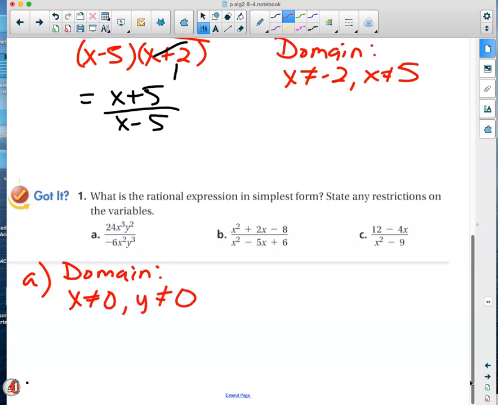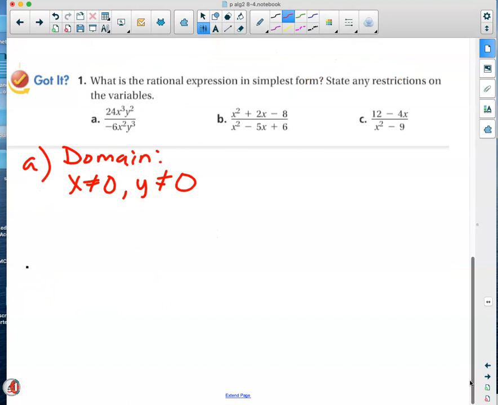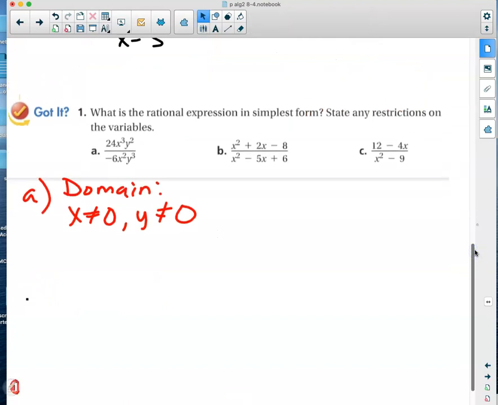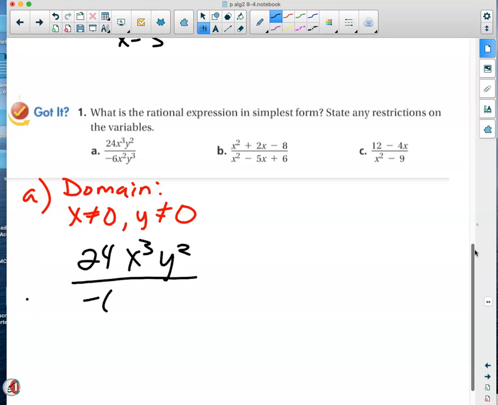So we start there, and then we think, all right, let's cancel whatever we can. I'm going to rewrite it though so that in the notes people can see what the original problem was. Alrighty, so we've got 24 and 6. 6 goes into both of those. It'll go into 24 4 times, and it'll go into 6 once.